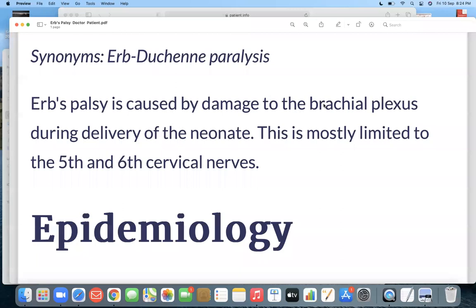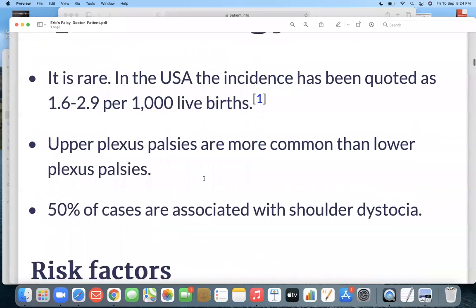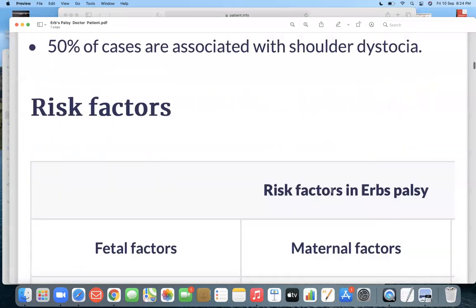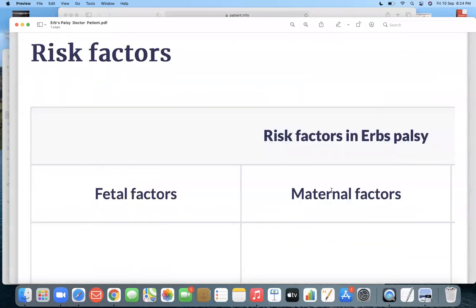So Erb's palsy is caused by damage to the brachial plexus during delivery of the neonate. This is mostly for the 5th and 6th cervical nerves, that is C5 and C6. Upper plexus palsies are more common than lower plexus palsies. And 50% of the cases are associated with shoulder dystocia. So what is the common cause for shoulder dystocia? Macrosomia, right?